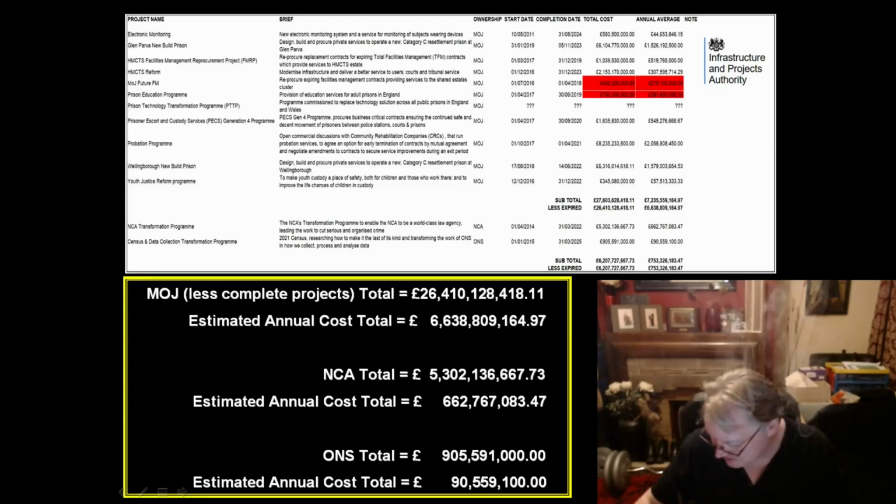Just so you know, MOJ is Ministry of Justice, NCA is the National Crime Agency, and ONS is obviously the Office for National Statistics. So let's just move on. Estimated annual costs, MOJ 6.6 billion, National Crime Agency 662 million, Office for National Statistics 90 million.